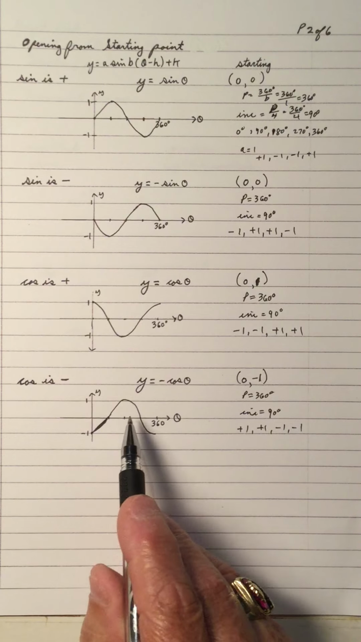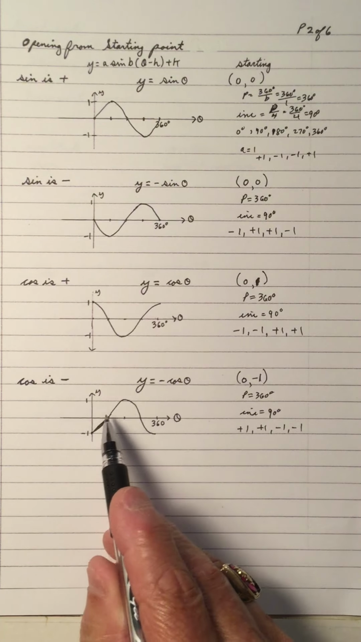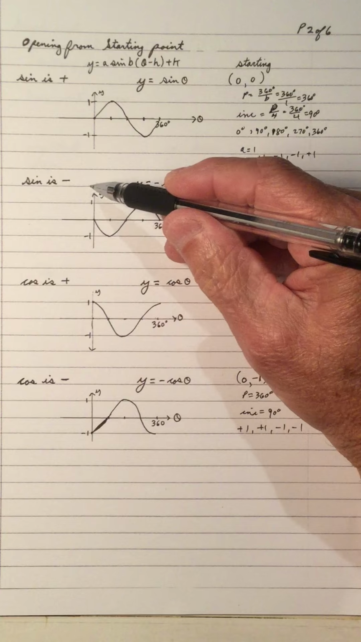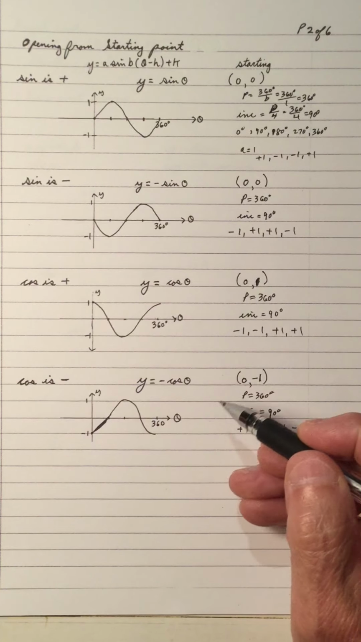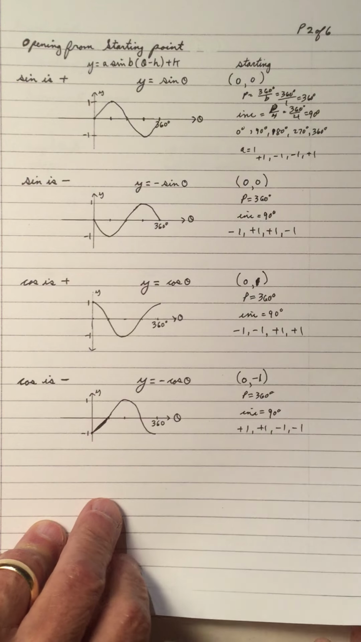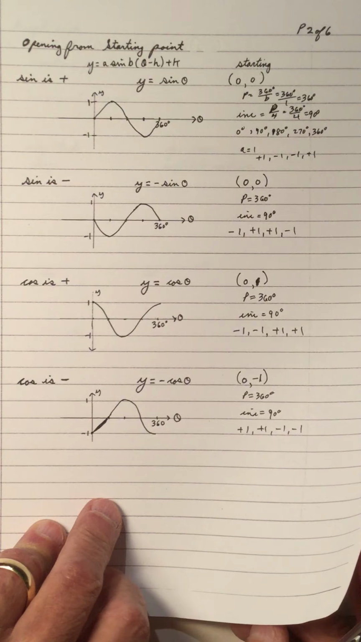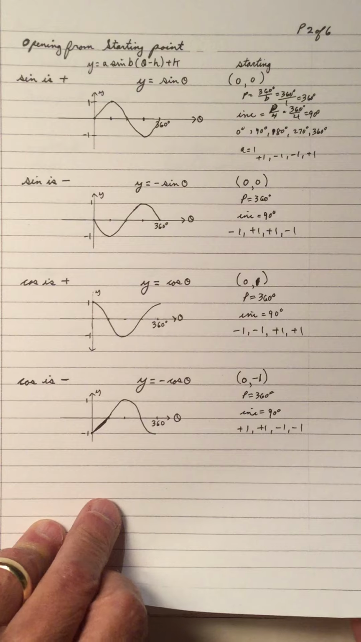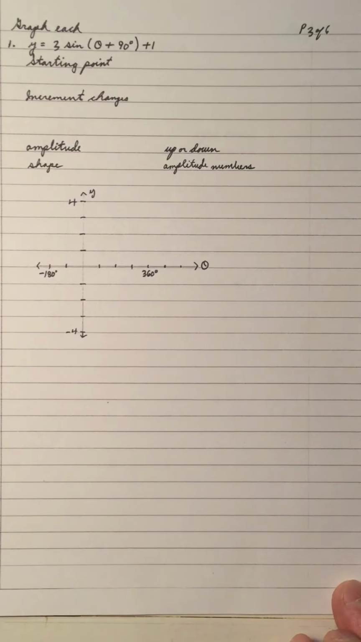So this is based on when the starting points are right on the y-axis. What we're going to do now is graph some equations when the starting points are different and when the amplitudes are different. Let's look at some of these equations.